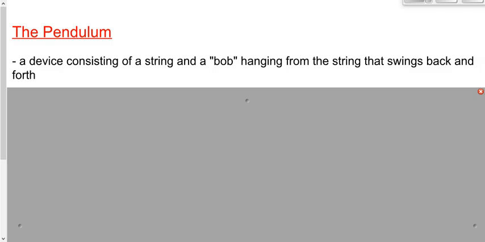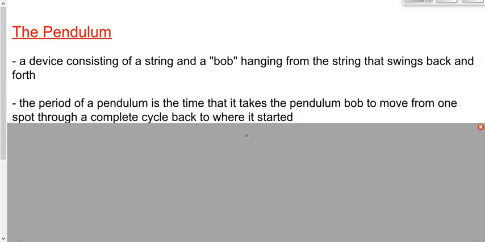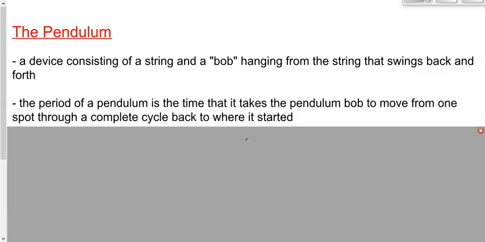Start. Okay, so here and then back to here. Yeah, good. A lot of people will say the period is from here to here. What's that equal to? That's half a cycle, so that's half the period. A cycle is defined as one complete to and fro motion. So we'd say the period is the time that it takes for the pendulum to move from one spot through the cycle back to the same spot. From one spot through a complete cycle and back to where it started.